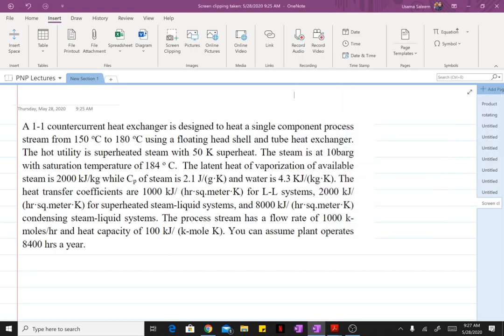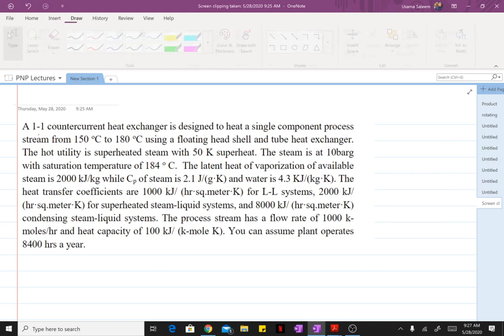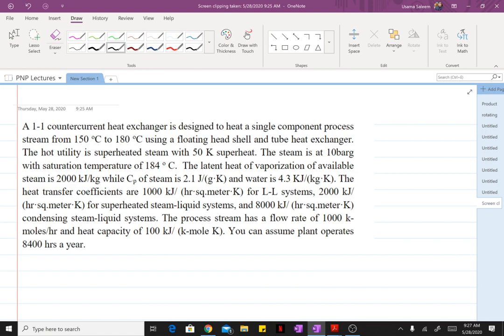Hello everyone. Here I have a problem statement for you guys. So let's read through the problem. The problem says that we have a 1-1 countercurrent heat exchanger designed to heat a single component process stream from 150 degrees Celsius to 180 degrees Celsius using the following type of heat exchanger.